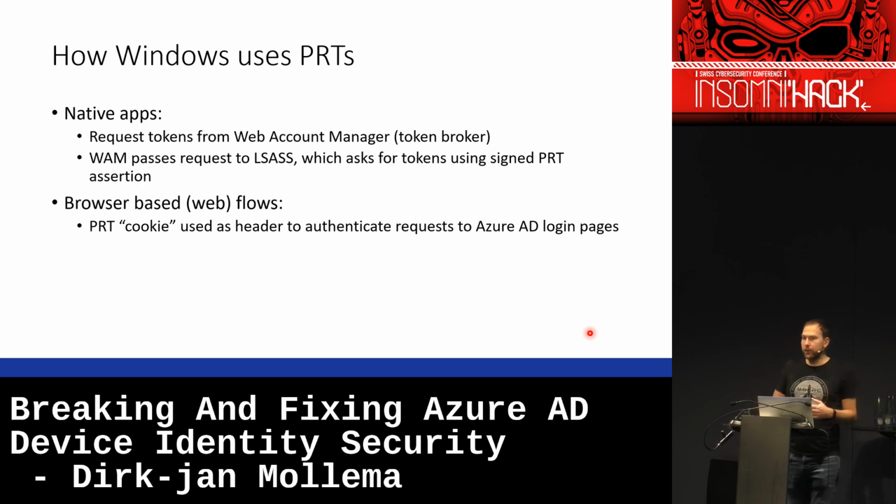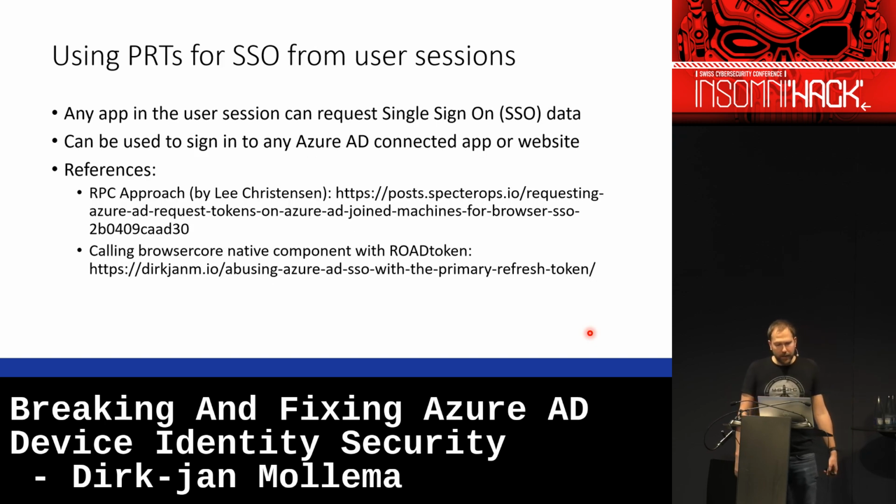There's also a way to do single sign-on in the browser. The browser will basically ask LSS for a specific header that it can use when authenticating, which is kind of like a PRT cookie. So it will ask LSS for that cookie, and it will inject that in any authentication flow so that Azure AD can see, okay, this is a device that has a PRT, so I can use this for single sign-on.